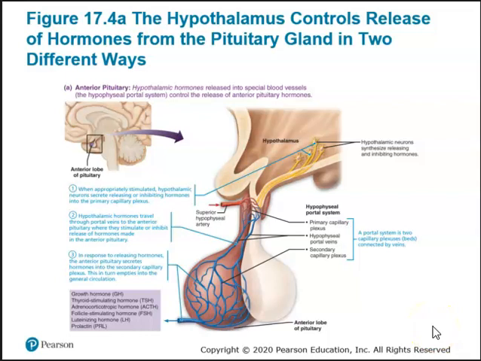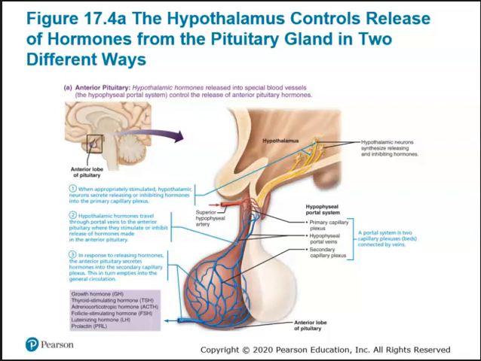So, anterior pituitary and hypothalamic hormones are released into special blood vessels, the hypophyseal portal system. This controls the release of anterior pituitary hormones. Hypothalamic neurons synthesize releasing and inhibiting hormones. So we have both releasing and inhibiting hormones secreted by the hypothalamus, which will then have its effects on the anterior pituitary lobe or anterior pituitary gland.